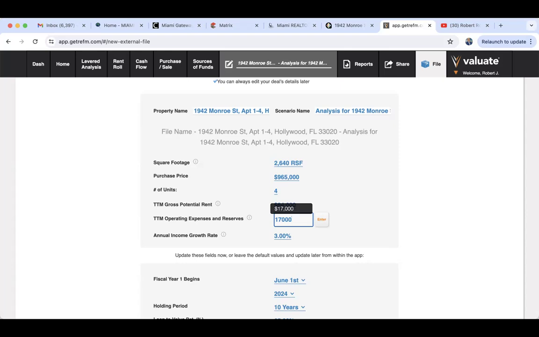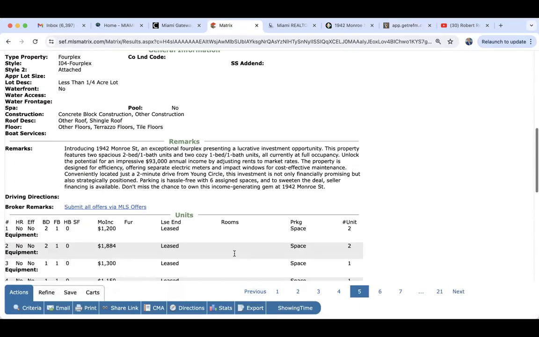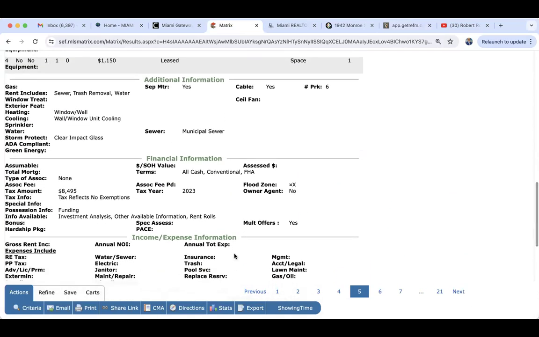Next up, what are going to be the utilities that we need to pay? Going back over here to the MLS, we're going to see if any of the utilities are included in the rent. So rent includes sewer, trash removal, and water. They pay their own electricity, but we have to pay the water. So we have a 4-unit fourplex that we have to pay water for. Let's say that water is $50 per unit per month. So now we have $200 per month, and that per year is $2,400.